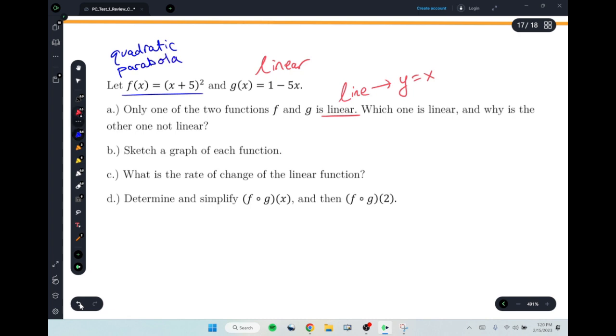Parabola, right? So linear functions make a line. Quadratic functions make a parabola. Cool? So that's the answer to A. Sketch a graph of each? Fine.